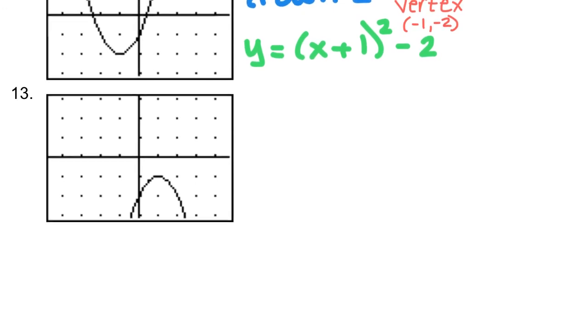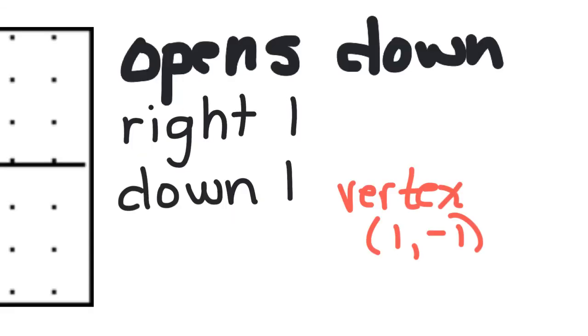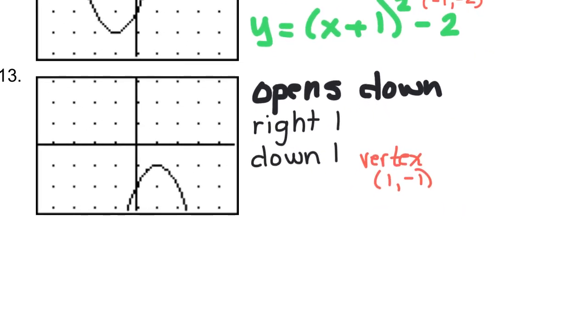On number 13, there are 3 transformations. The 3 transformations are that it opens down, moved right 1, and moved down 1. So our equation would be y equals open parentheses. Don't square your x yet because you're going to move right, which means that you're going to take away 1 and then square outside the parentheses. We're also going to move down 1, so that means subtracting 1 outside the parentheses. So since it opened down, we're also going to have a negative coefficient outside of the parentheses.